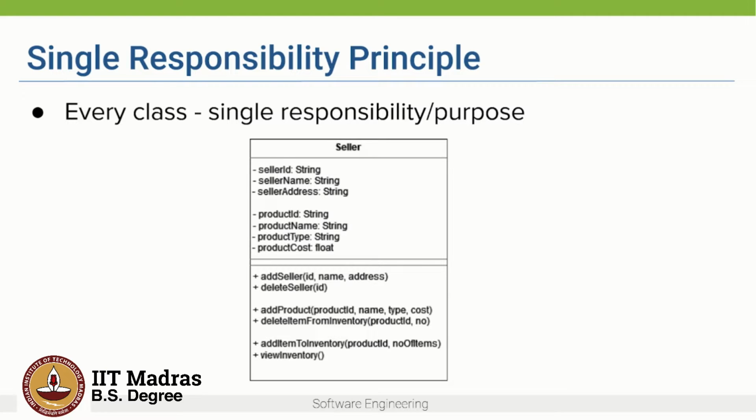Let's have a look at this class diagram, which contains only a single class. The seller class contains information about the seller ID, the name, the address, and about the product. And it has functionalities related to adding a seller, deleting a seller, adding products, as well as deleting items from the inventory, adding items to the inventory, and viewing an inventory.